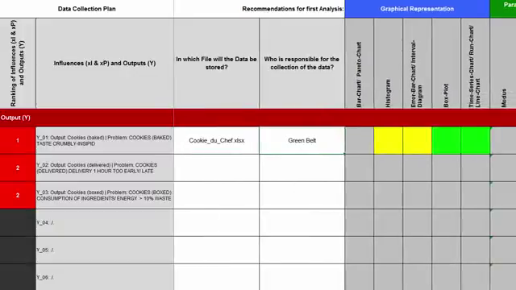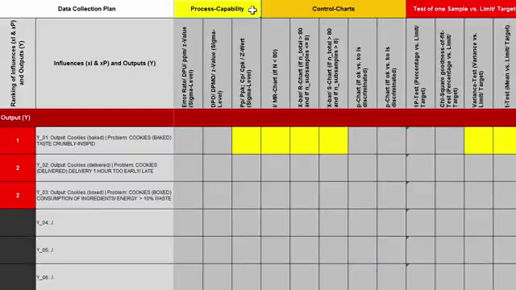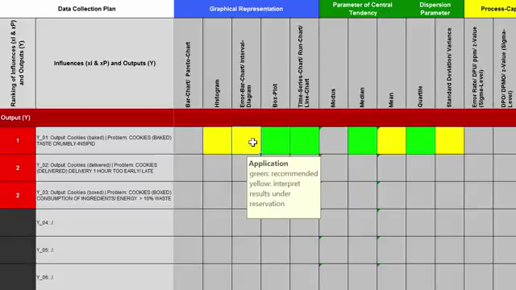After we determined the scale of our measurements, we can automatically derive appropriate charts for graphical representation of the data, the appropriate statistical parameters, procedures to calculate the process capability, appropriate control charts, and one-sample tests. The color green means full recommendation because the underlying scale carries all necessary information. Yellow means that you might interpret the results with reservation because the scale does not completely carry the necessary information.